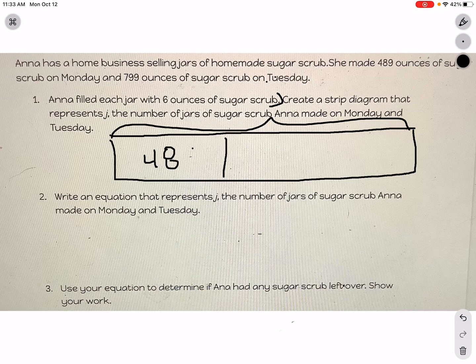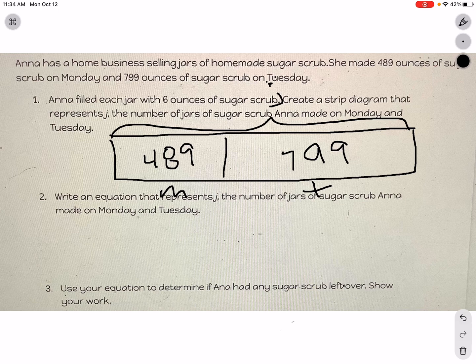And we're going to say this is how many ounces of sugar scrub she made on Monday. And we're going to say that this is how many ounces of sugar scrub she made on Tuesday. And that's that. That is your strip diagram representing J, or the total number of ounces of sugar scrub she made on Monday and Tuesday. And then we had 489 on Monday and 799 on Tuesday.